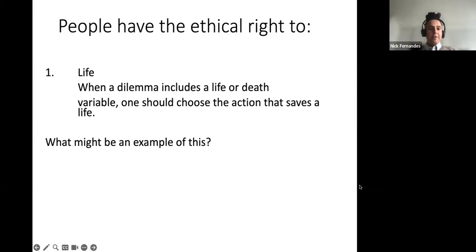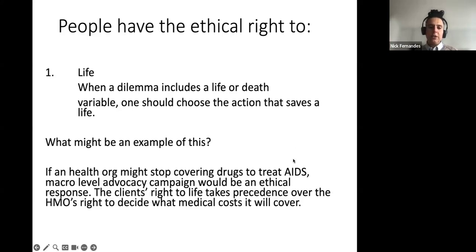100%. So very often in this type of situation, you have two rights: the right that I can choose who I support, and the right that says the duty to life is quite important. And in this case, Elizabeth is completely right. You would see that the client's right to life takes precedence over the health management organization's right to decide what medical costs it will cover. Therefore, you need to go into advocacy as the proper ethical response.